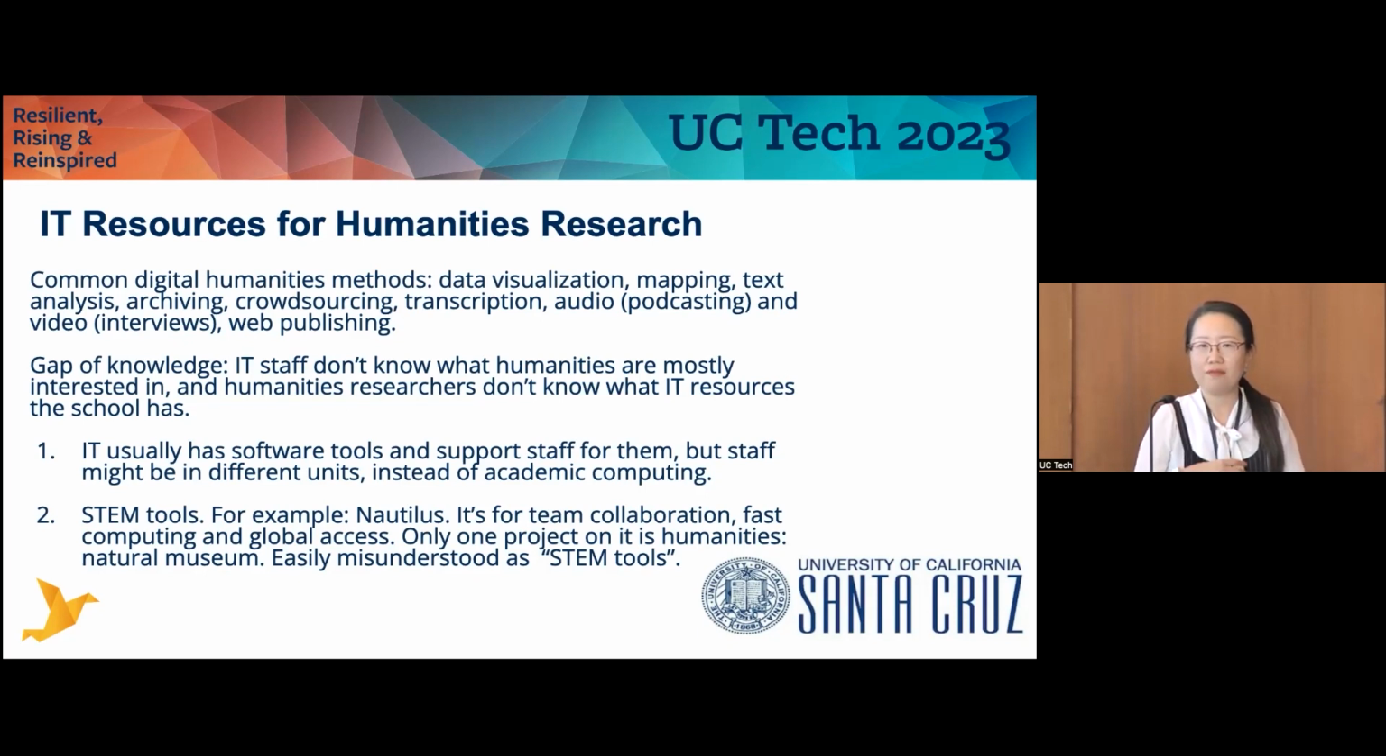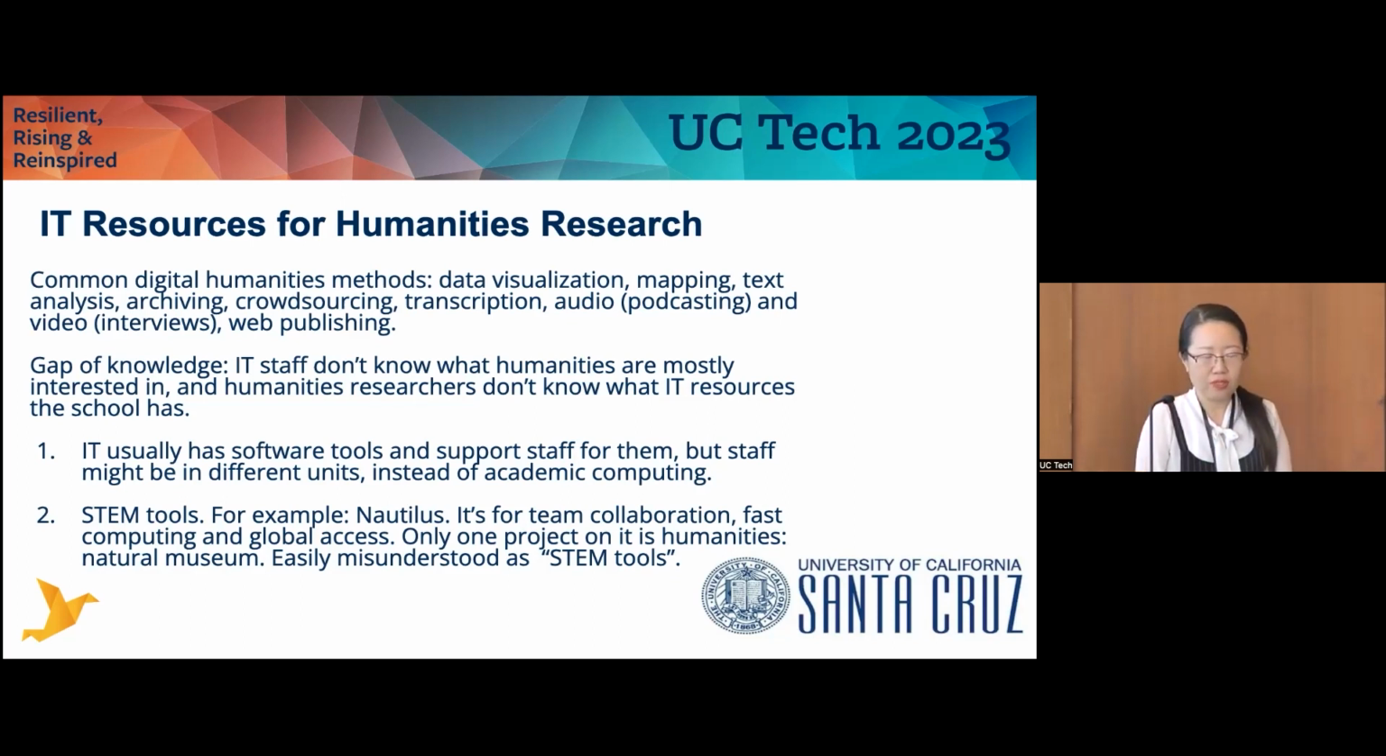They know we have this WordPress service. They know if they can open a Word document, or they need to seek help from us. But for deep interdisciplinary digital humanities research, they don't know much about what UC can provide, but actually UC can provide a lot.